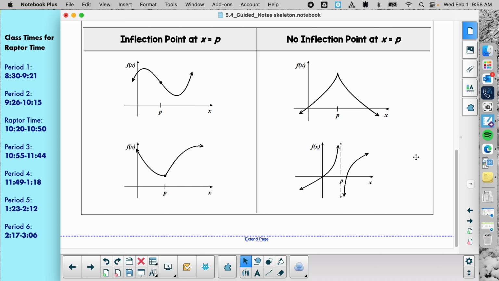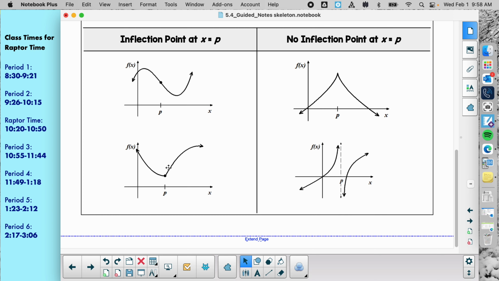The definition I gave for an inflection point is when your function changes concavity and when it's an actual point. The top left obviously is very clear, like we just did a million of those. That's the one you'll see all the time. This one happens far less commonly, but nonetheless, this is curving down.